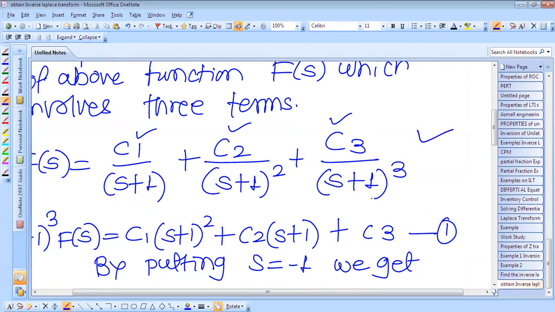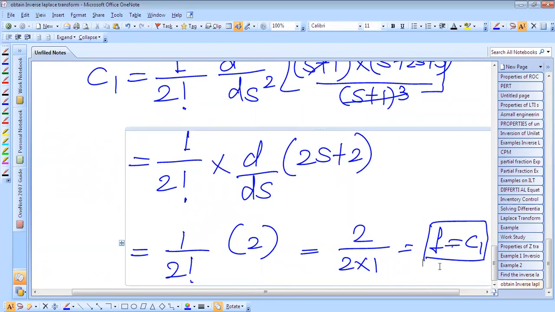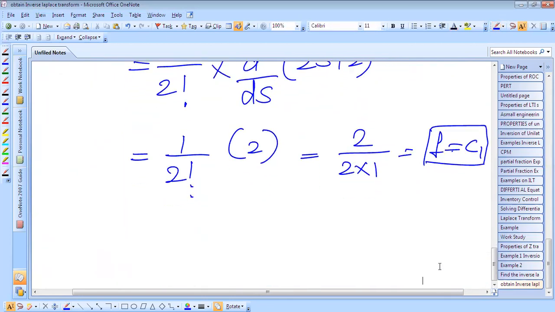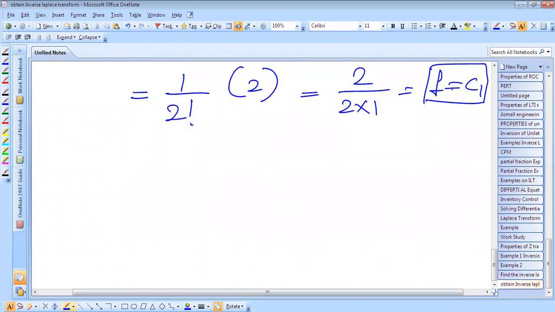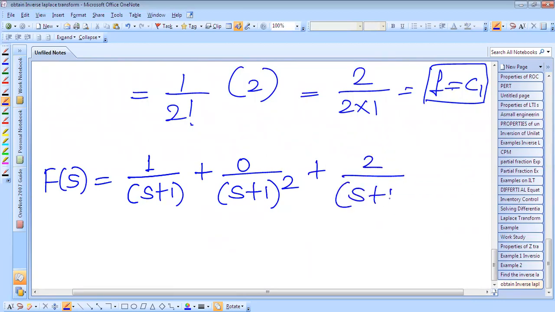Now put these values of c1, c2, c3 in this equation. By doing this, F of s is equal to 1 over s plus 1, plus 0 over s plus 1 square, plus 2 over s plus 1 cube.